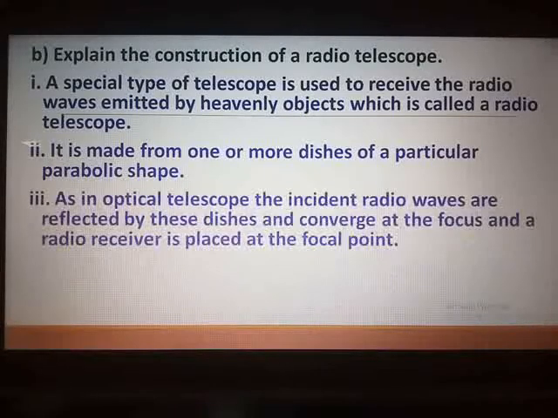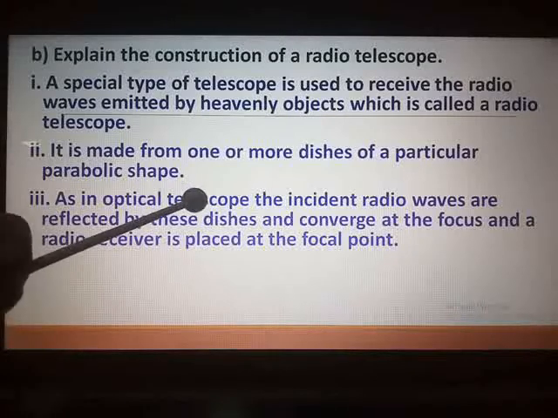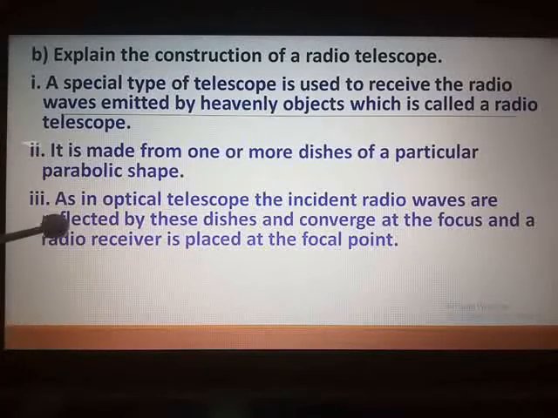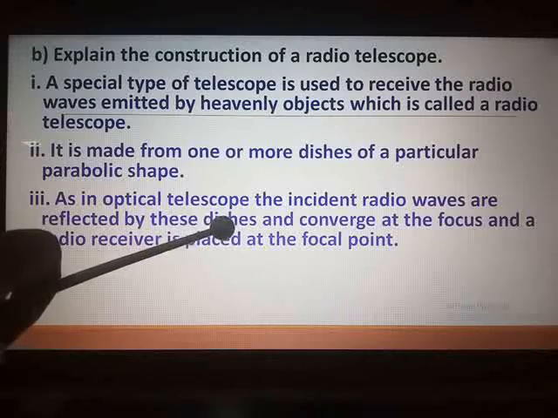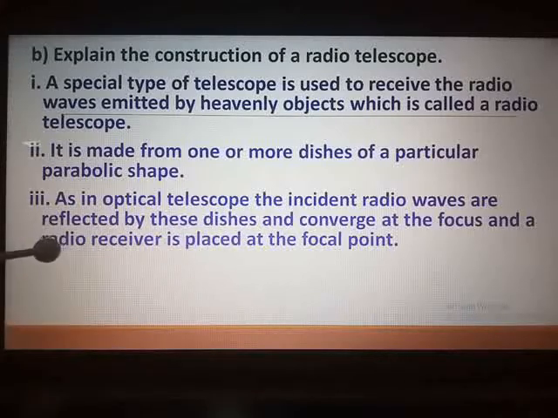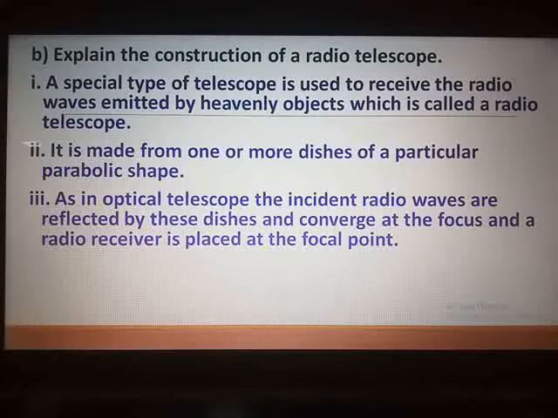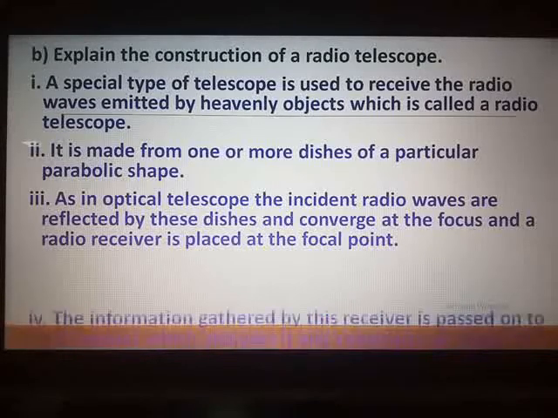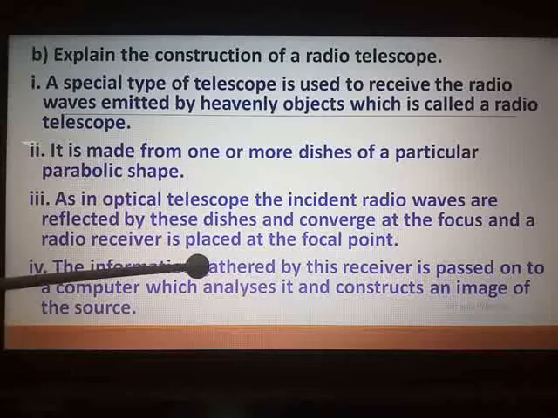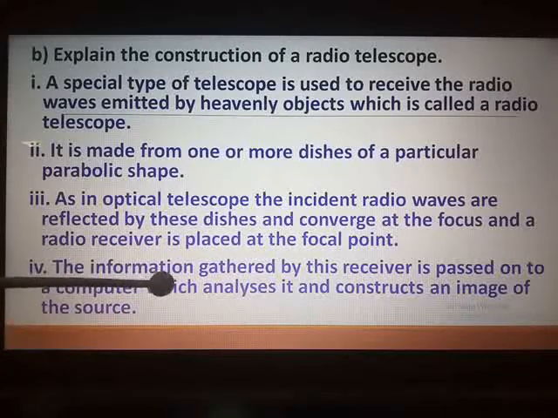Third point, continue marking. As in an optical telescope, the incident radio waves are reflected by these dishes and converge at the focus, and a radio receiver is placed at the focal point. Last point, continue marking. The information gathered by this receiver is passed on to a computer which analyzes it and constructs an image of the source.